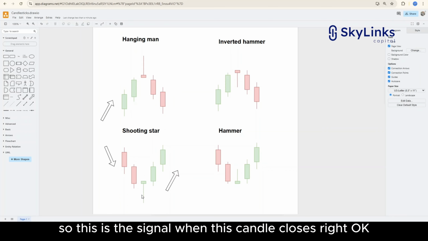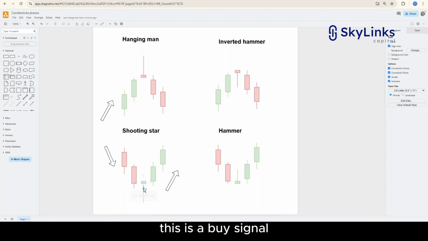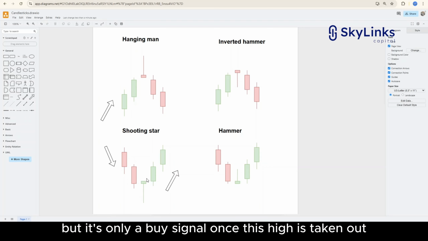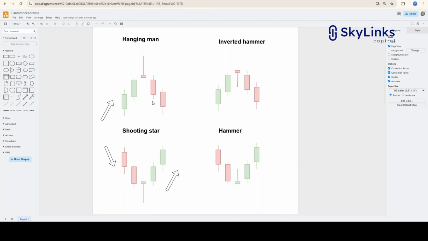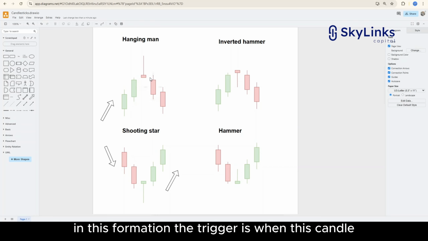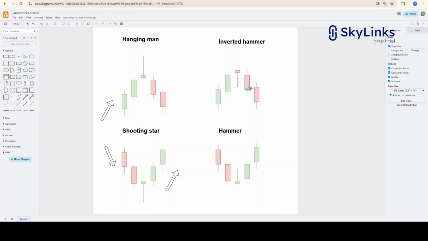So this is the signal. When this candle closes, okay, this is a buy signal, but it's only a buy signal once this high is taken out. Likewise with the hanging man here, the signal is the close of the candle in this formation. The trigger is when the next corresponding candle breaks the low. And exactly the same here. When this low is taken out by this candle, that's the trigger.